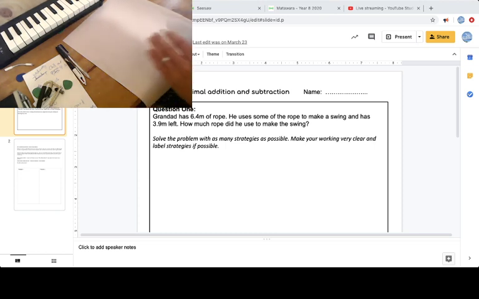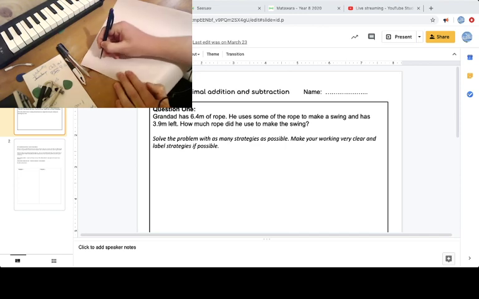But the question is, just reading through here, Granddad has 6.4 meters of rope. He uses some rope to make a swing and has 3.9 left. How much rope did he use? So this is just a simple problem. What we're going to do is I'm going to tackle it using place value. And first thing, he's got 6.4.